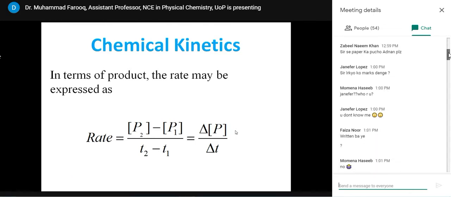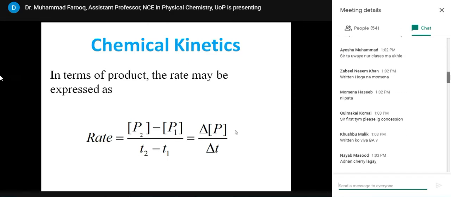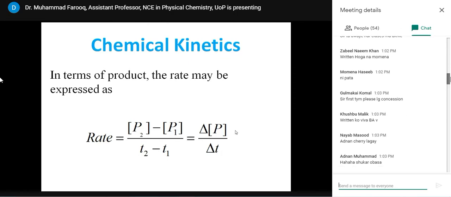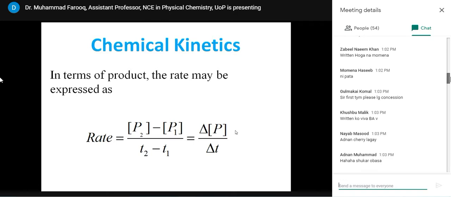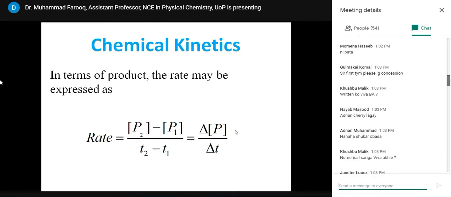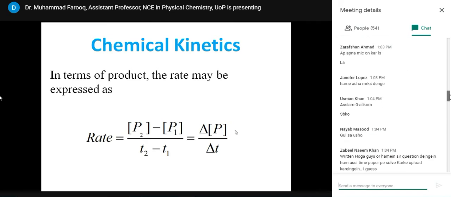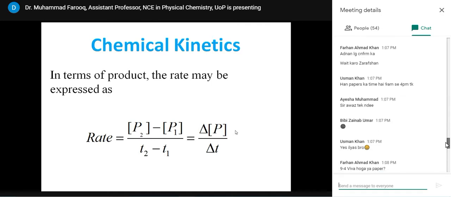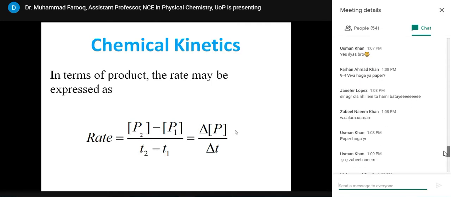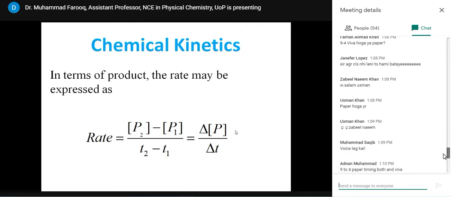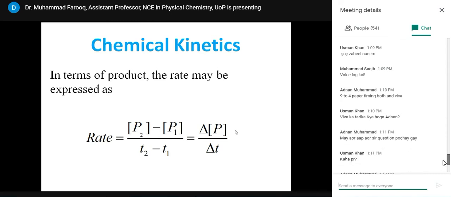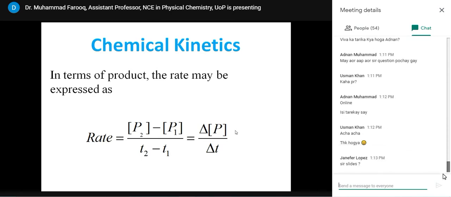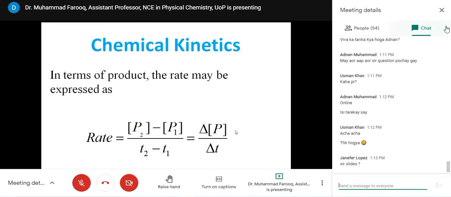Sir, this P2, is it the final concentration? Yes, the product, yes. The initial, for example, P1 is the concentration at time 0. For example, and P2 is the concentration of the product after 20 minutes. So P2 is the product at T2 and P1 is the product at T1. Is this clear or not?